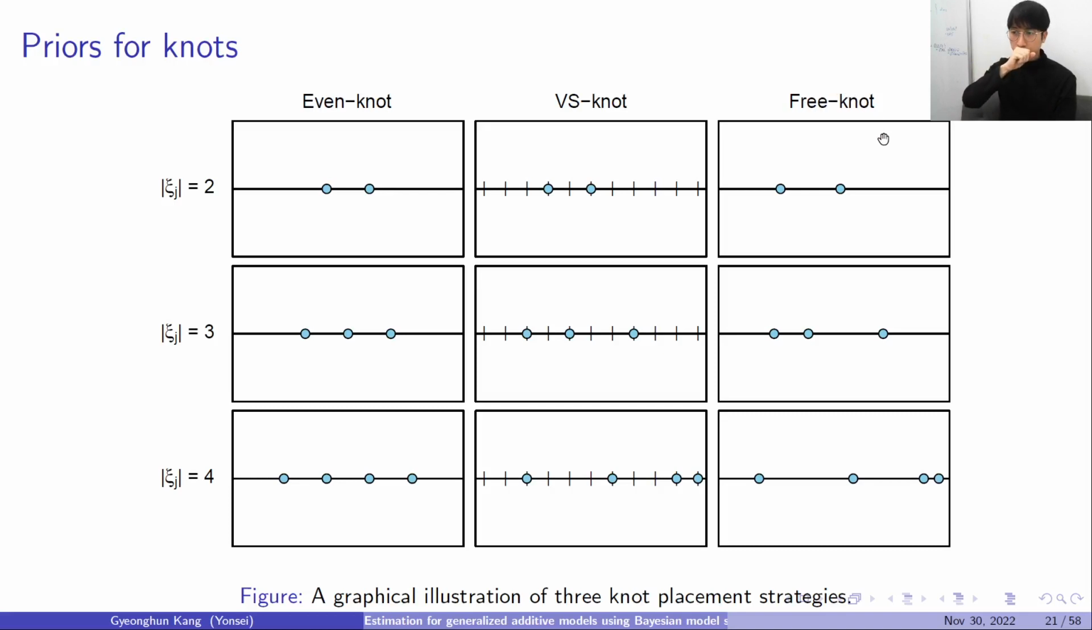Obviously, the free knot is the most flexible, but it also takes the longest time to sample from the posterior. So there is a trade-off between model flexibility, predictive performance, and the posterior computational experience. Through our simulation studies, we have found the variable selection knot to be ideal in terms of predictive performance and also in terms of computation speed, because obviously it sits in between.